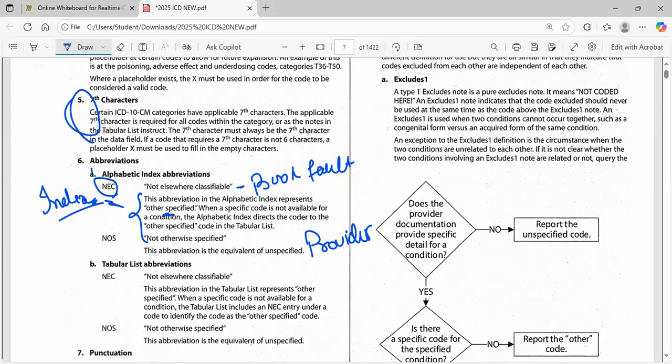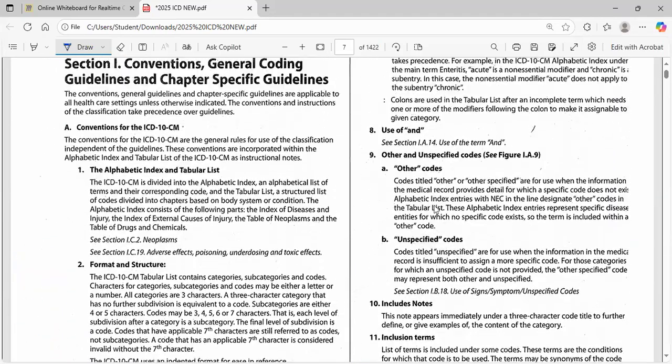Then we have NOS. NOS is unspecified. So when the condition is not documented by the provider or not specified by the doctor, then we have to use a code from the NOS series. So NOS is listed in the tabular only. NOS is listed in the tabular, whereas NEC is listed in the alphabetic index. An NOS code will route to the unspecified code, whereas NEC will route to the other codes.